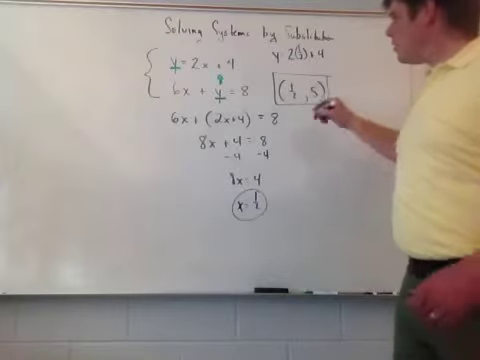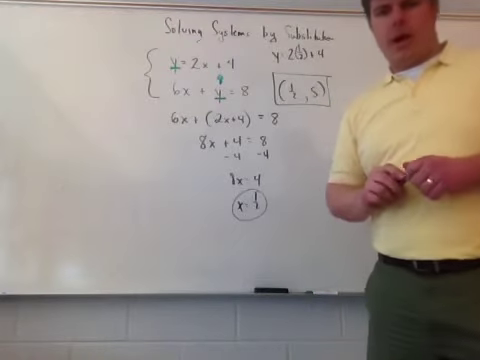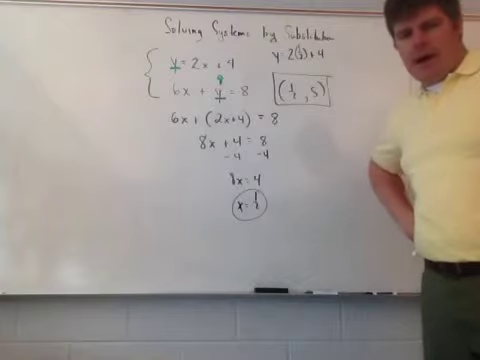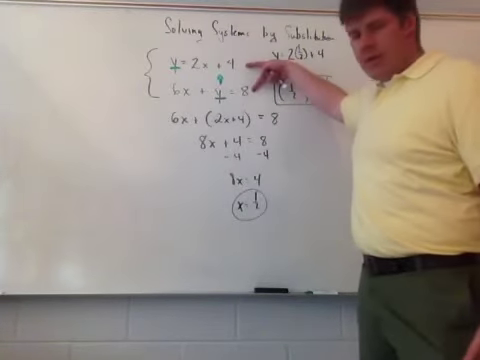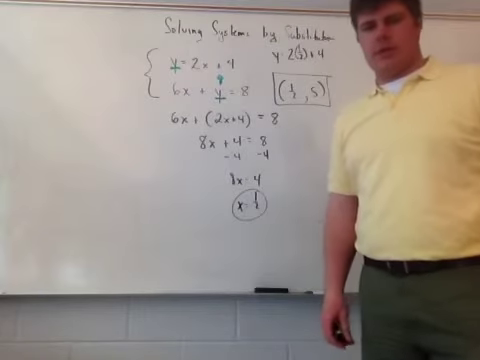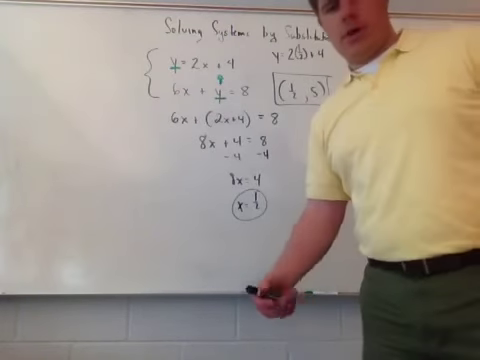So my final answer is written as the coordinate pair 1/2, 5. And the reason I write it as a coordinate pair is because, remember, I'm looking for where these two lines intersect, and lines always intersect at points. So that's why I've written it as a coordinate pair.